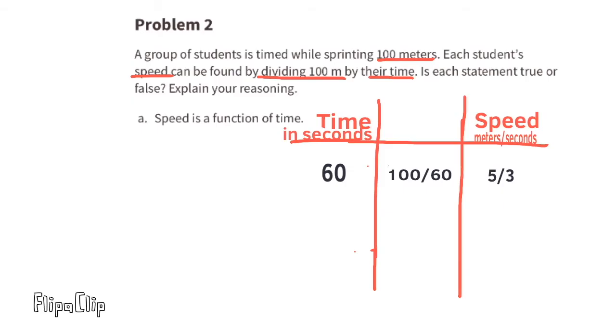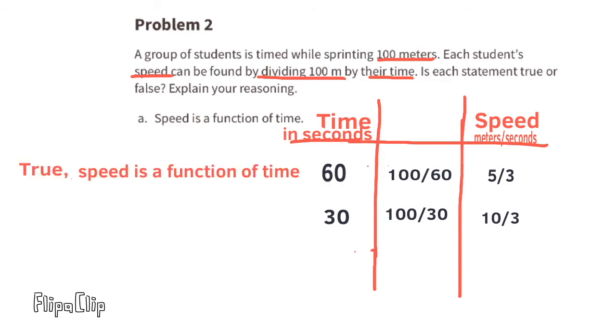meters per second. Imagine the input was 30 seconds. The function would be 100 divided by the input, and the output would be 10/3. That would mean that the speed would be 10/3 meters per second. This is true. Speed is a function of time.